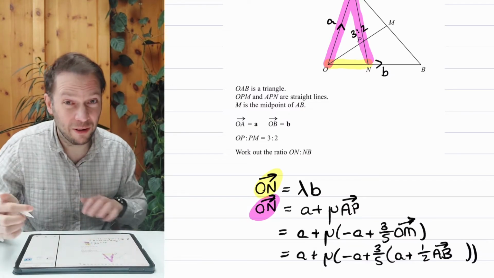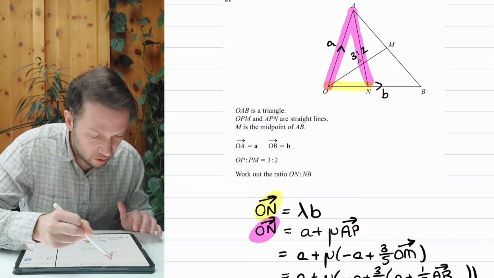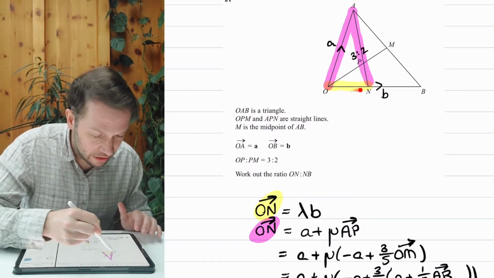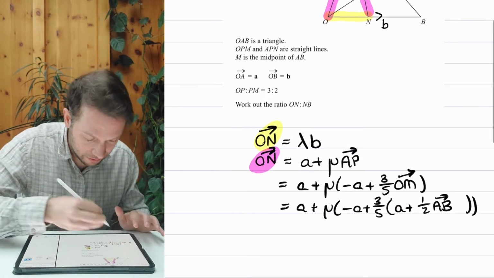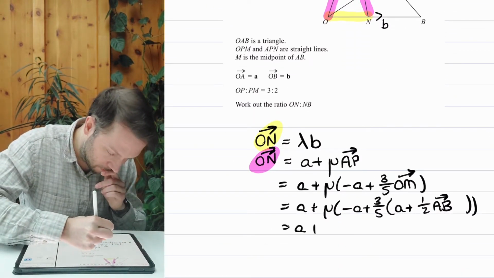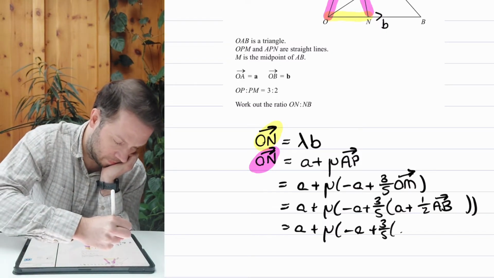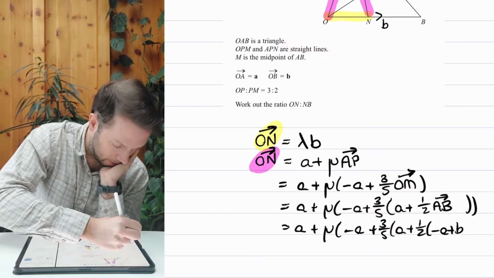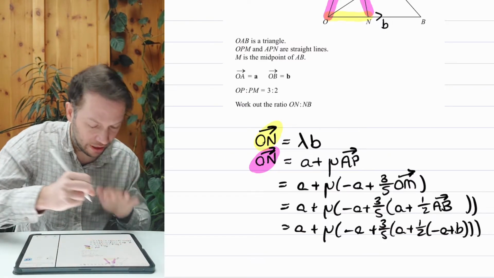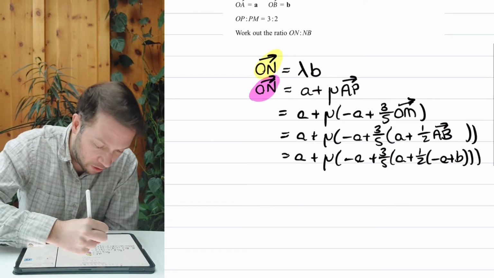And now we have to work out what AB is. But AB is relatively easy. To get from A to B, we could go this way and then this way, couldn't we? So it's minus a plus b. So let's put that in. Plus half of minus a plus b. Let's close that bracket, that bracket, that bracket. And now we just need to expand and simplify, and then we're on our way.